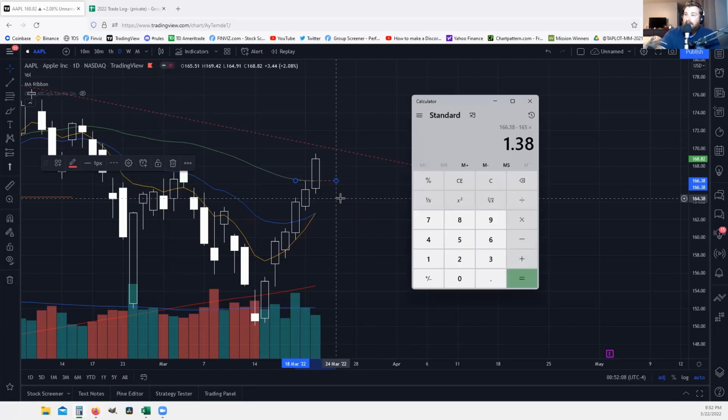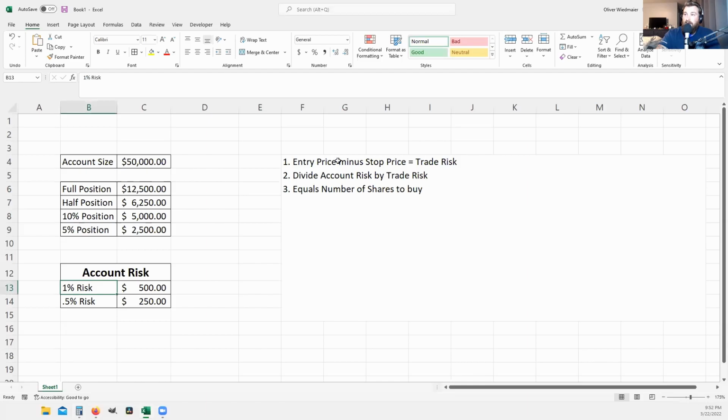For me, I think the low of the day allows you to trade aggressively. And if you're trying to grow your account, you need to be aggressive. So here's the low of the day at 165. So now I know that my trade risk is $1.38. We'll go over to this calculator here. Entry price minus stop price equals trade risk. So we know the trade risk is $1.38.